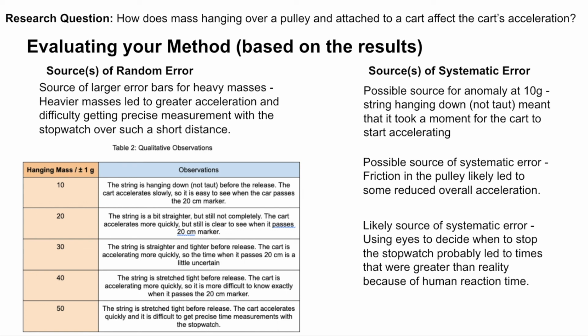So in conclusion, when you're looking at the strengths and weaknesses of your method, make sure that you are referring to the actual method that you have written, and make sure that you are using your data to support those evaluations.